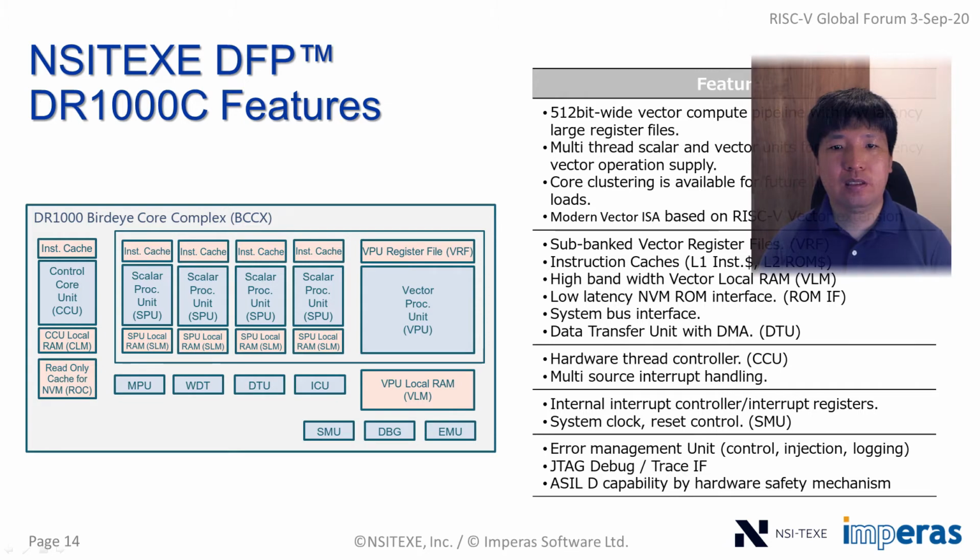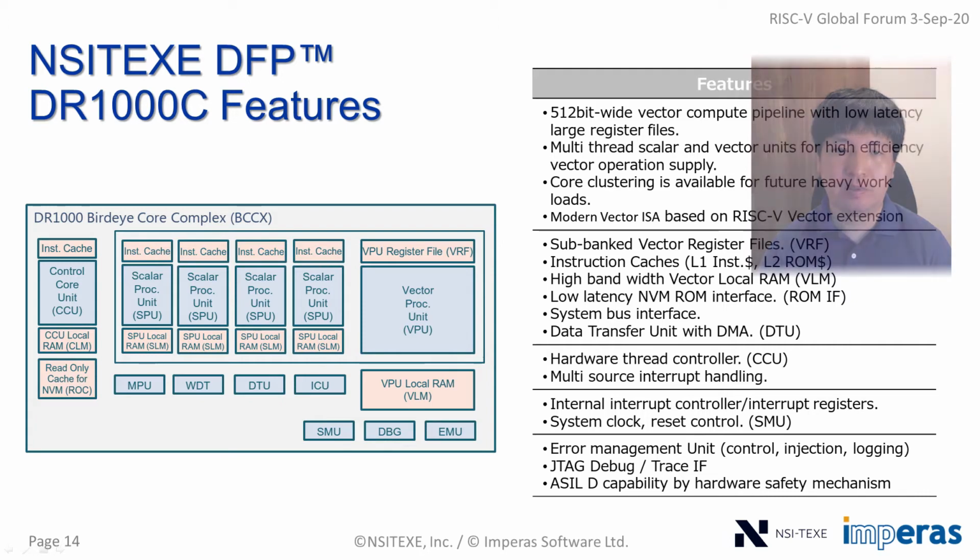The DR1000 targets the automotive control area, so it provides hardware redundancy features to meet the automotive functional safety standard. Specifically, all SRAMs are protected by ECC and the core important parts are protected by a lockstep mechanism.